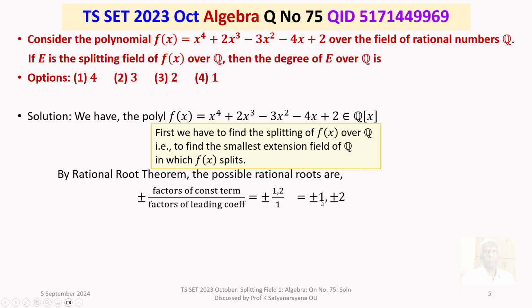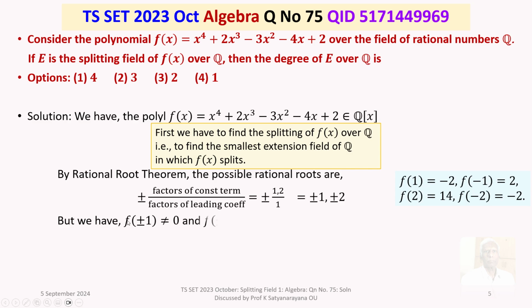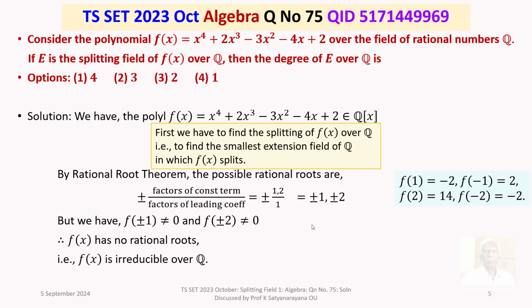Let's check whether f of 1 is 0, f of minus 1 is 0, or f of 2 is 0, f of minus 2 is 0. And none of them is becoming 0. We have f of plus or minus 1 not equal to 0, f of plus or minus 2 not equal to 0. So by the rational root theorem, f(x) has no rational roots. That means, in other words, f(x) is irreducible over Q. We continue in the next slide.